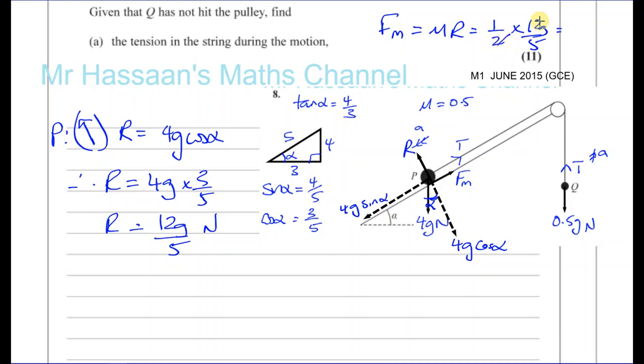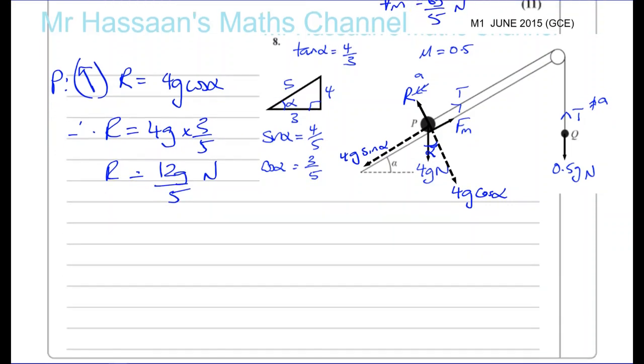So that gives you 6g over 5 newtons. Okay, so we now have the value of friction, which is 6g over 5 newtons, and we have the value of R. So now let's resolve the forces parallel to the plane. Now it's going down the plane, so I'll take down as positive.